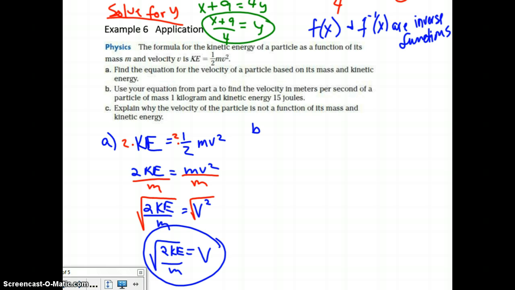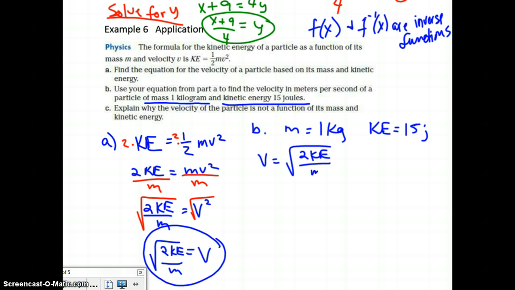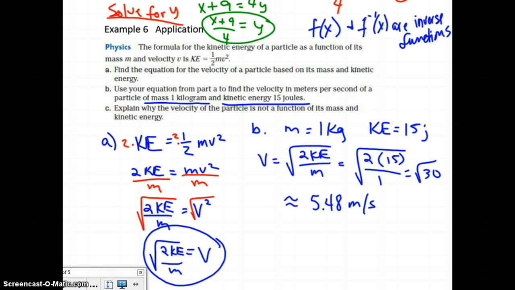Then for part B, it says we're going to use our equation from A to find the velocity in meters per second of a particle with mass 1 kilogram, so m equals 1 kilogram, and the kinetic energy, KE, equals 15 joules. So the equation we came up with was v equals the square root of 2 KE over m, and we're just going to substitute. So I take 2 times 15 over the mass, which is 1, and that's going to be the square root of 30. And then I'm going to simplify that, and I get velocity is approximately 5.48 meters per second.